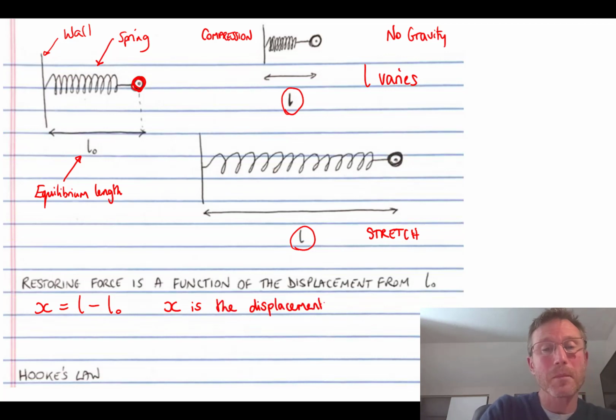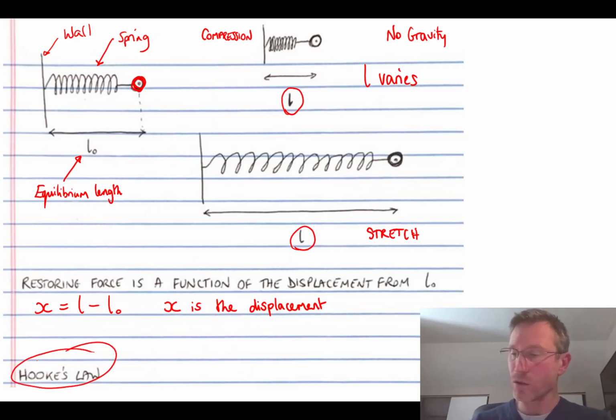So really, L is the length of the spring, but we're going to call x the displacement. It's the change in the length beyond the spring's equilibrium length. We're also going to talk about Hooke's law in a second. In fact, I'm going to go on to Hooke's law in the next slide here. Okay, so let's talk about Hooke's law in the next slide, but we're still referring to this system.